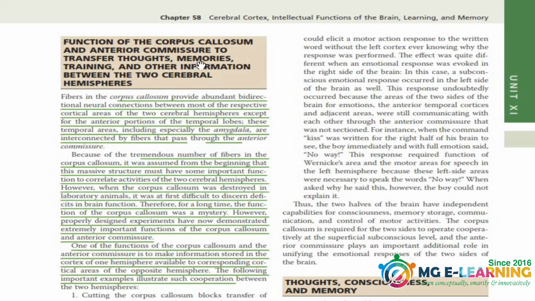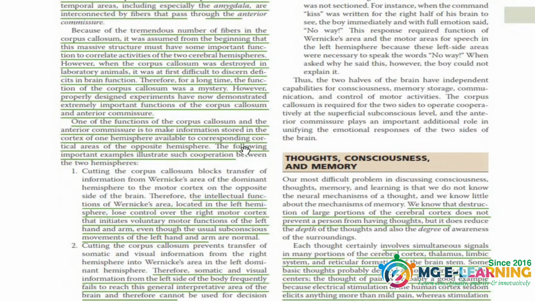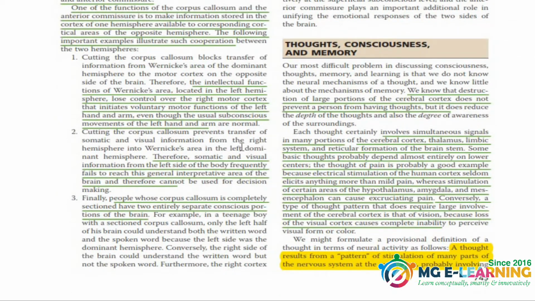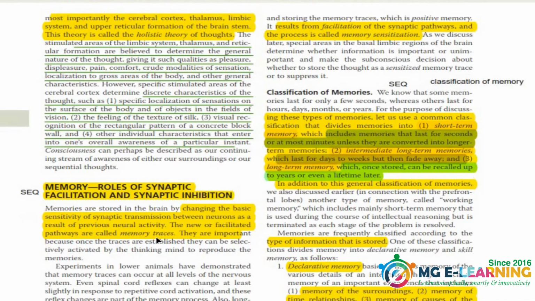Next is the function of the corpus callosum and anterior commissure. This is just for your concepts. You have to read this whole topic. This whole page is just for your reading and understanding. You don't have to memorize anything except for this thought, the definition of thought, and this is the holistic theory of the thoughts. This is important for your MCQs. Next is SEQ. This is very important question, the role of synaptic facilitation and synaptic inhibition in the formation of memory. So you have to do this topic.